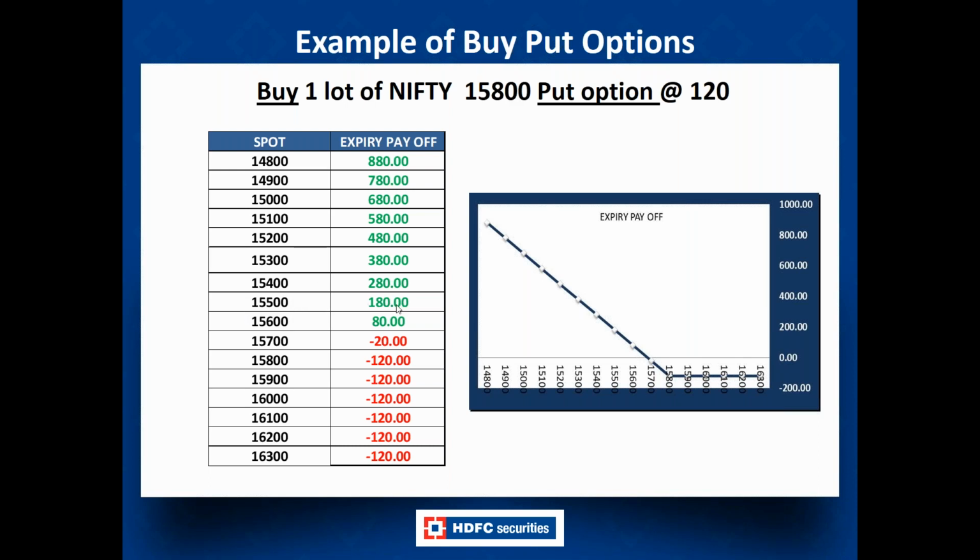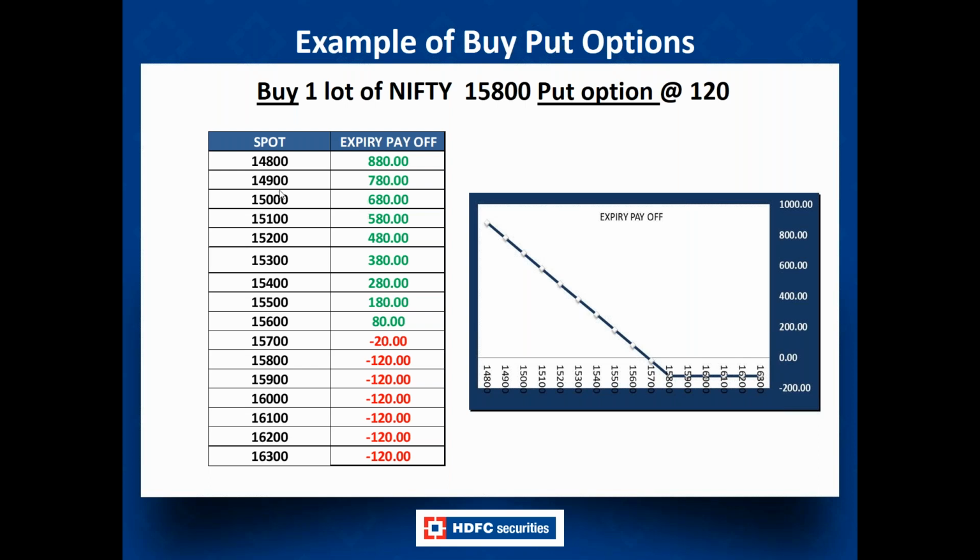will earn 180 rupees if Nifty expires at 15,500 levels. So on the expiry day, I would be earning more than double what I have invested. So how 180 rupees? Between 15,800 and 15,500, there is a difference of 300 points, minus 120, which is what we have paid. And so the difference is 180, which you will be receiving as a net profit. So this is how we calculate.